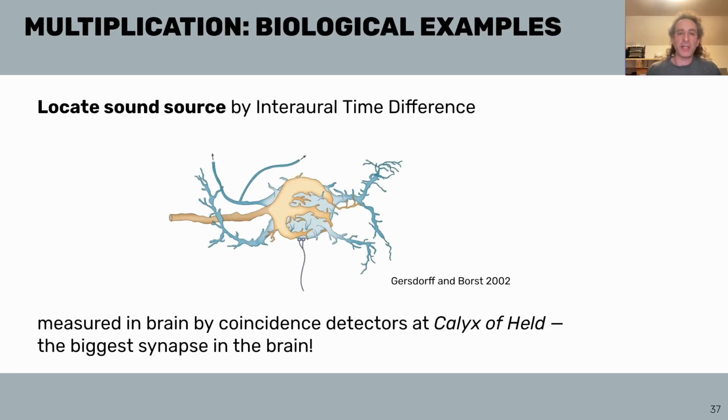This idea of multiplication shows up in biology. This spotlight of attention shows up not just in attention, but in many other microarchitectures. One prominent one is when you're trying to locate where sound is coming from. It turns out that in the brain, this comes about by multiplying the signals coming from your left and right ear. The way that's done is by coincidence detectors in this particular machine called the calyx of Held, which is the biggest synapse in the brain. It's accurate down to microsecond precision.